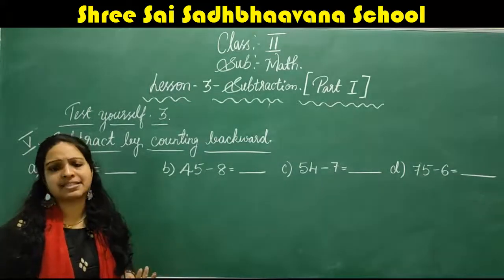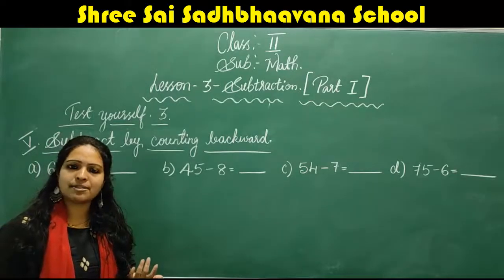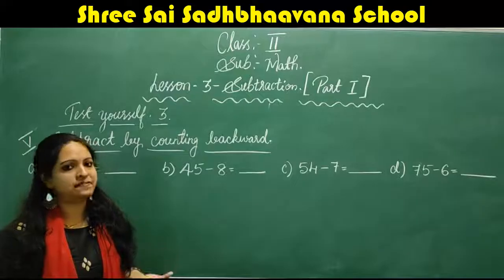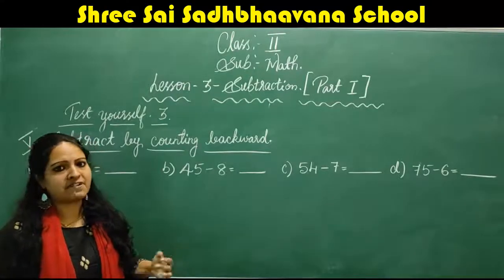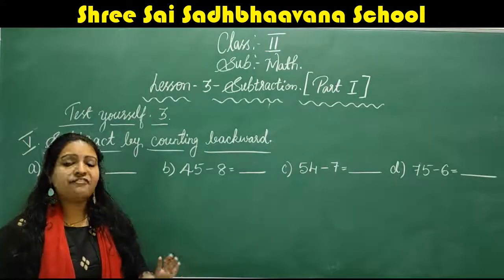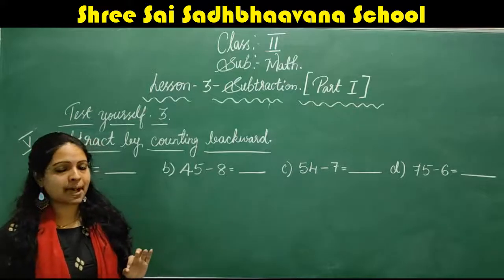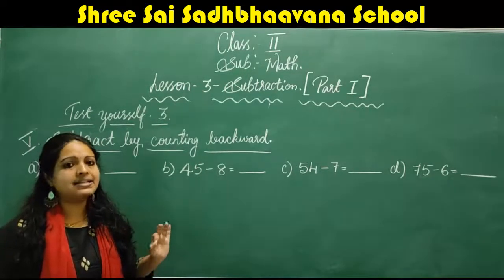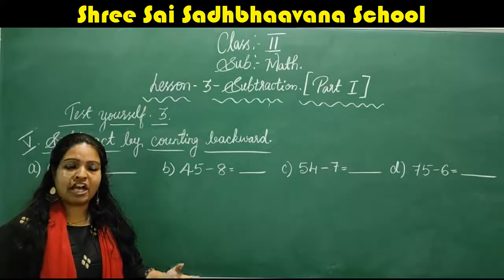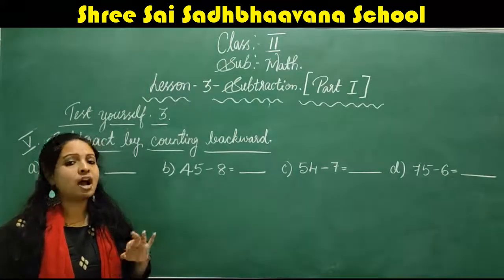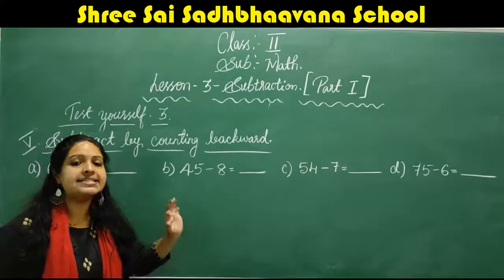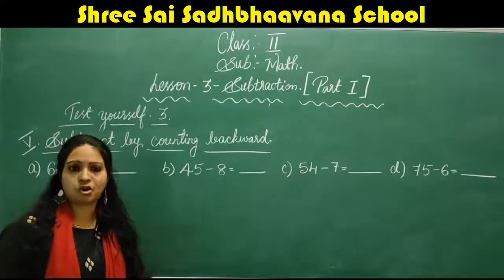Example, if you started from 60, how will you count backward numbers from 60? 60, 59, 58, 57, 56, 55 and so on. If you started from 10, how will you count the backward numbers? 10, 9, 8, 7, 6 and so on. If you started from 88, how will you count the backward numbers? 88, 87, 86, 85, 84 and so on.